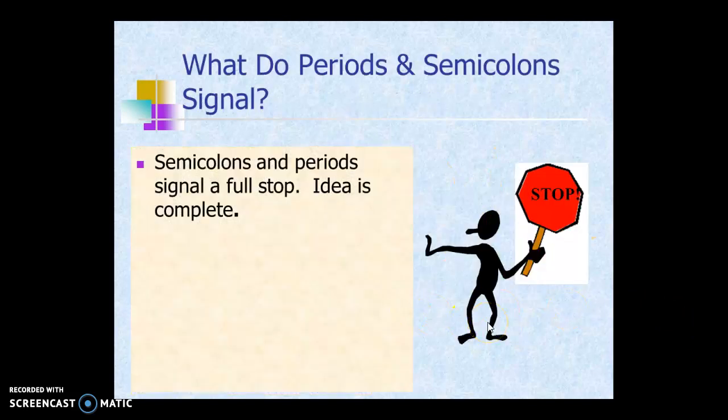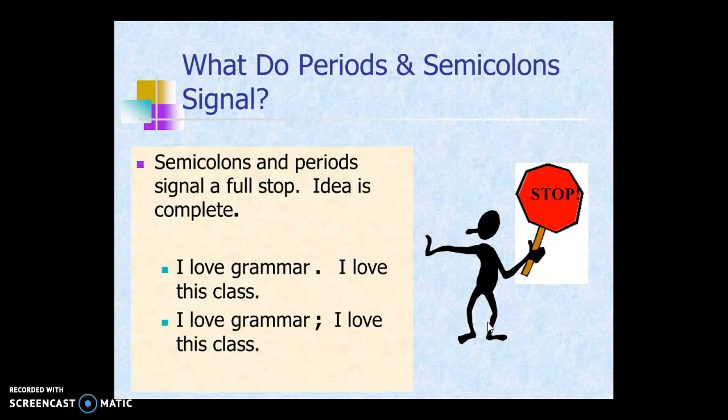What do periods and semicolons signal? Semicolons and periods signal a full stop, which means an idea is complete. And you have an example here. I love grammar. I love this class. You have 2 independent clauses, you have 2 different ideas. And in the second example, you have I love grammar, semicolon, I love this class. Here, you have 2 ideas that are connected, but still can be separated using the correct punctuation mark, which is either a period or a semicolon. So, as you have seen here, we have 2 correct sentences. Though they are short, they are divided in a very correct way.